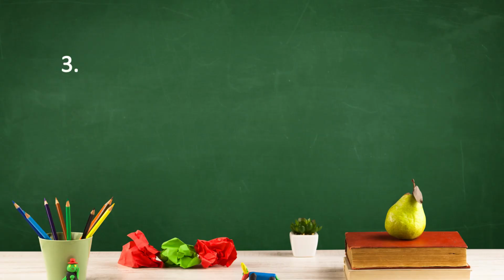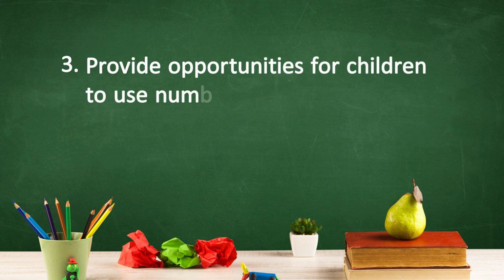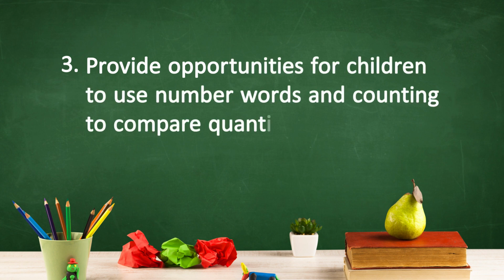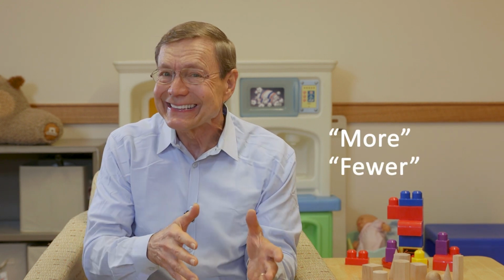The third step in the progression under Recommendation 1 is to provide opportunities for children to use number words and counting to compare quantities. Once children are able to accurately use subitizing or counting strategies to answer how many objects are in a collection, they're ready to compare numbers. First, children need to have a vocabulary understanding of comparison words. At mealtime, ask, which place has more or fewer grapes? After children respond, it's a great opportunity to discuss what more and fewer mean.